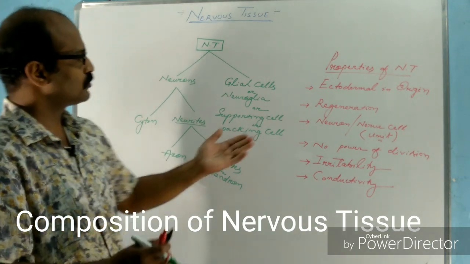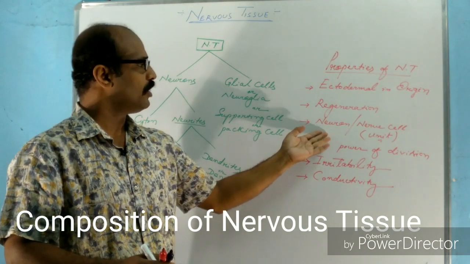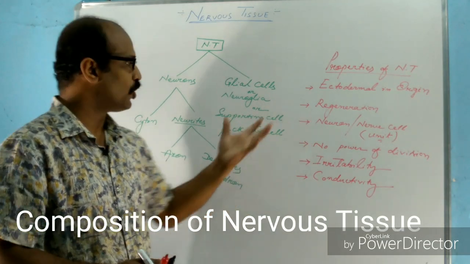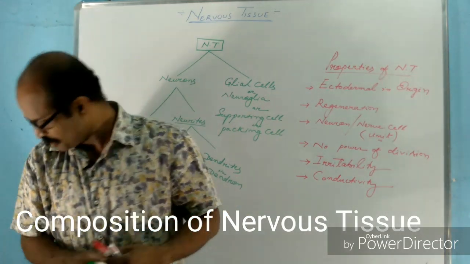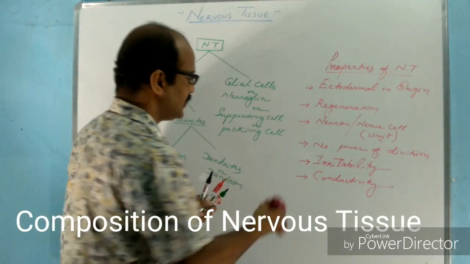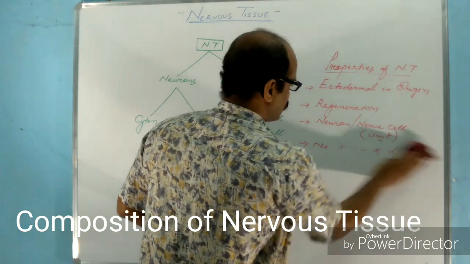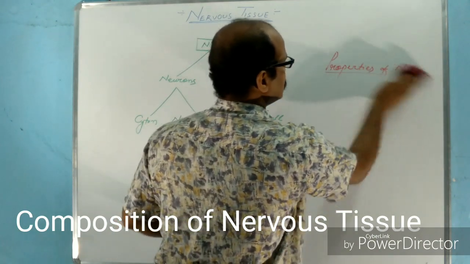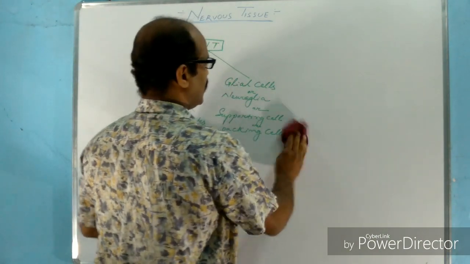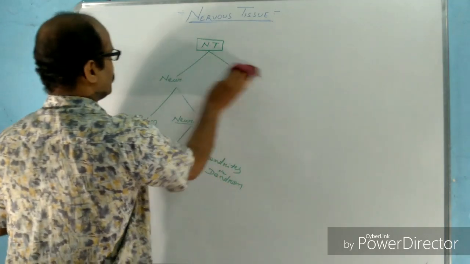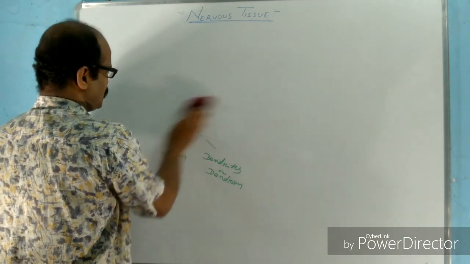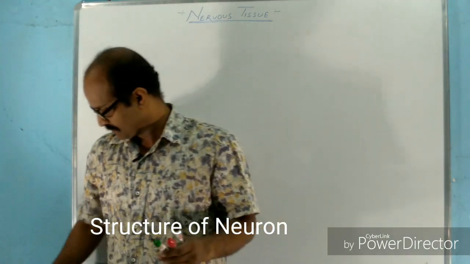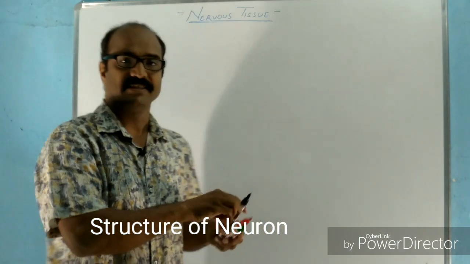Now come to the structural and the functional unit of nerve tissue. That is the neuron or the nerve cell. Actually, the nerve cell is elongated in structure. That's why it is regarded as the longest cell of our body. Each neuron has two parts.